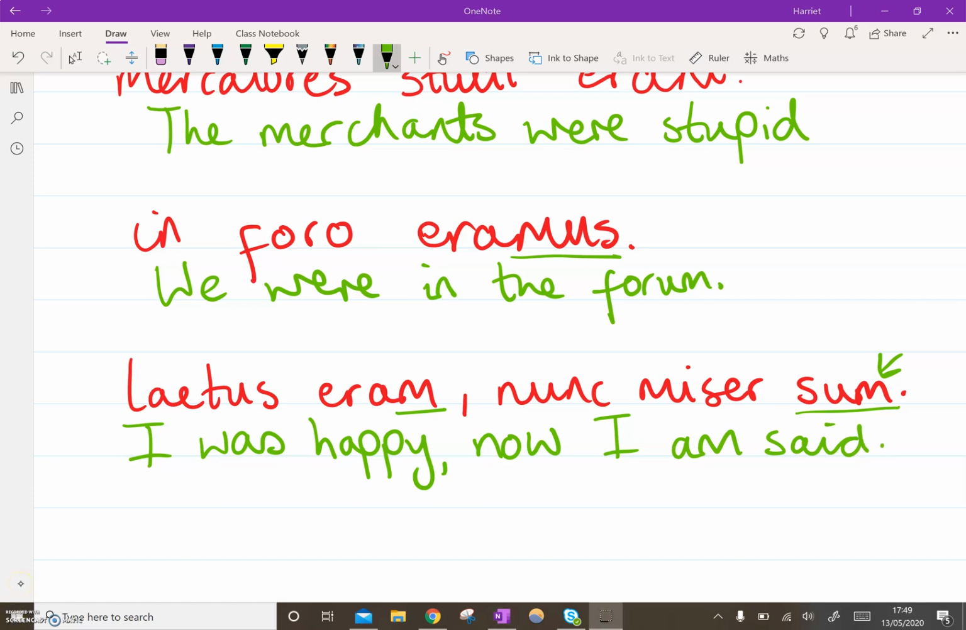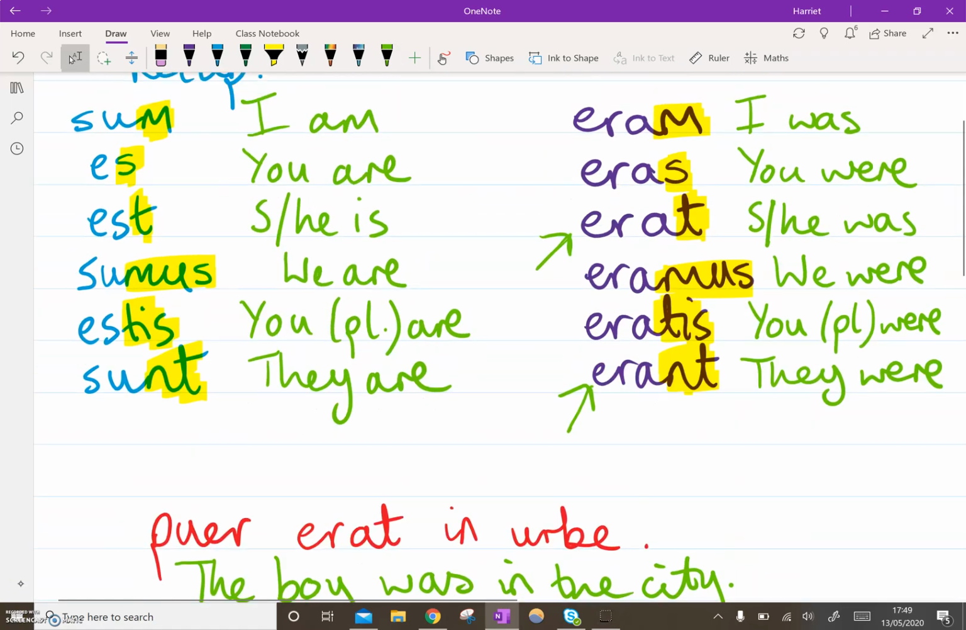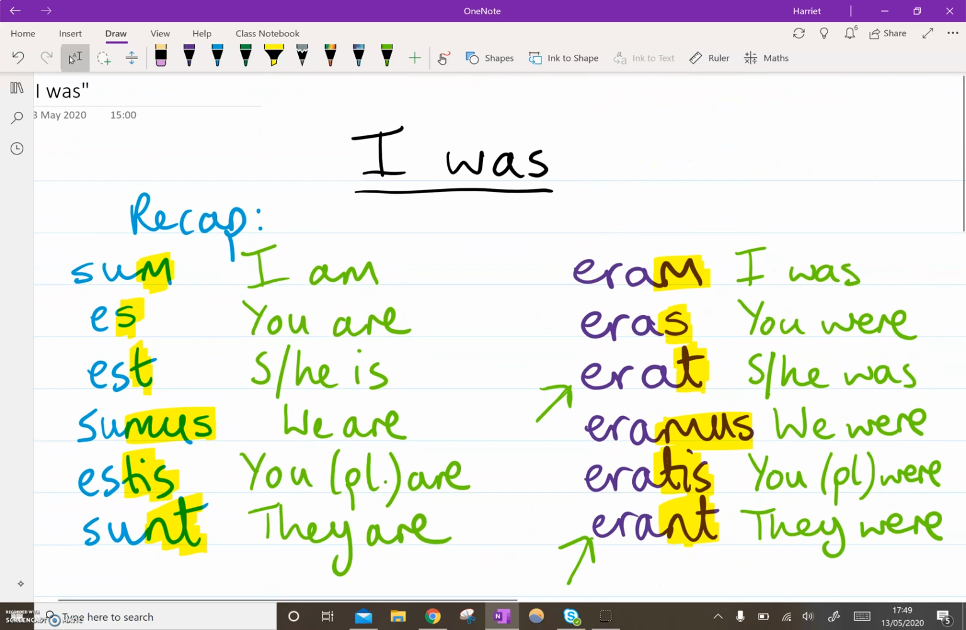Okay, so that's the verb eram, eras, erat, eramos, eratis, erant. Make sure you've got all this written in and make sure you understand what we've just been through. So, the next thing we're going to look at is the story ad villam.